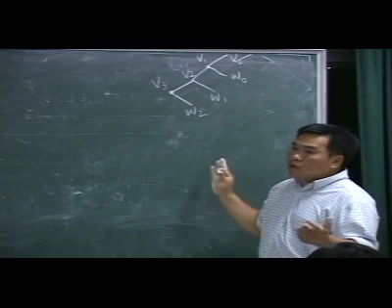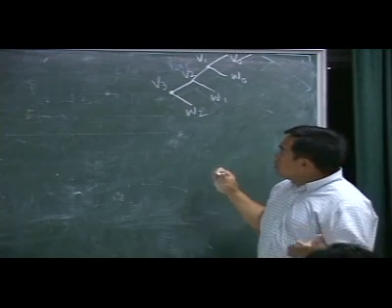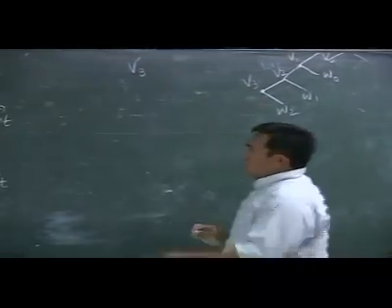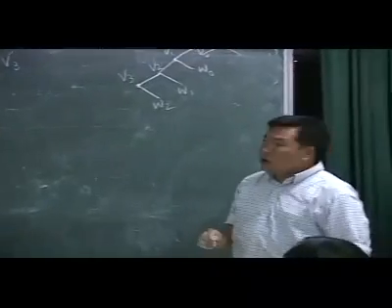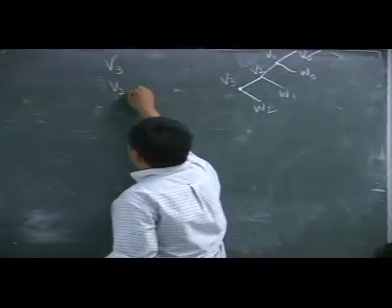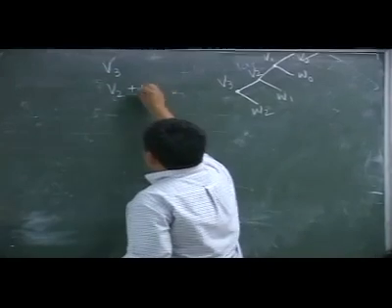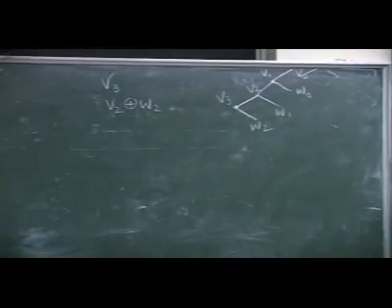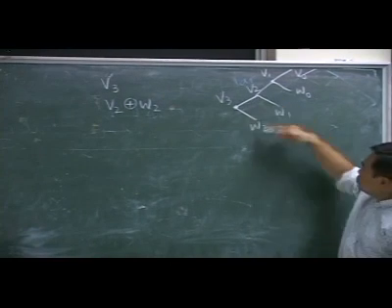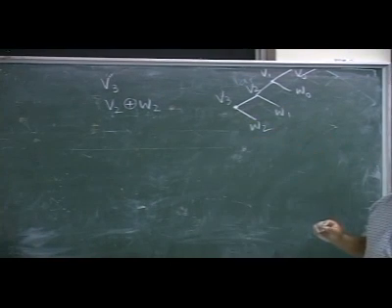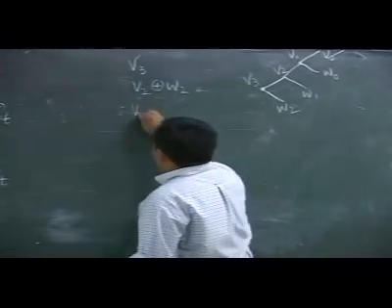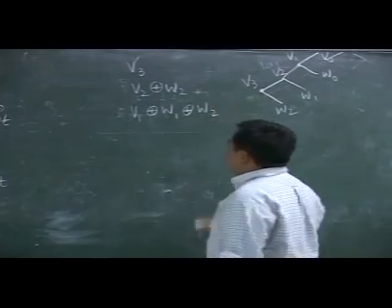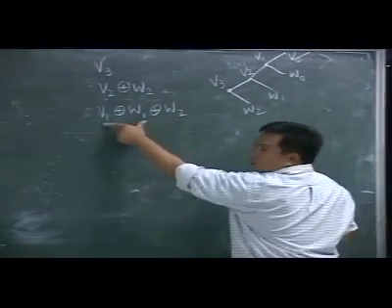So this way I have many ways to represent a signal, right? I can represent a signal at V3 only, which is the original one. Or I can have V2 plus W2. Or I can have V1, W1, V2, because V1 and W1 give V2.